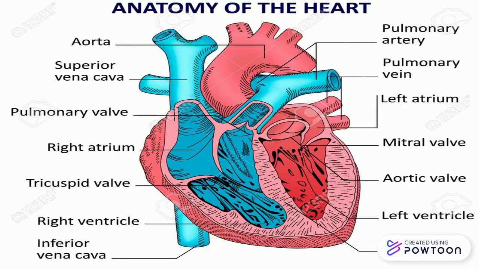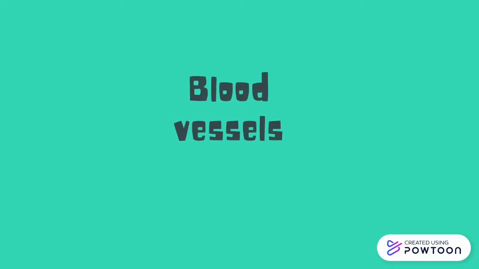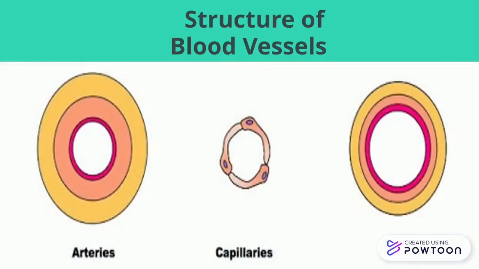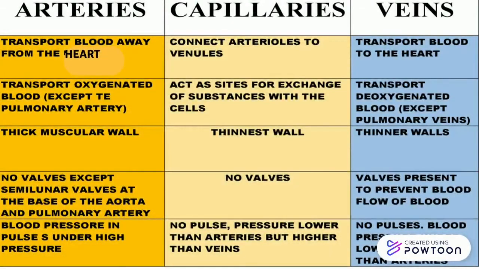This is the anatomy of the heart. All of them have different functions. These are the structures of the blood vessels. First is arteries, second is capillaries, and third is veins. These are the differences of the blood vessels. All of you can see the differences.